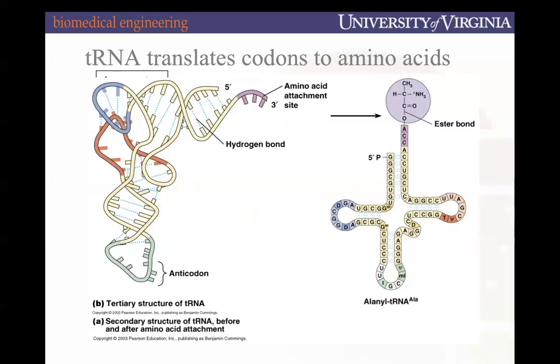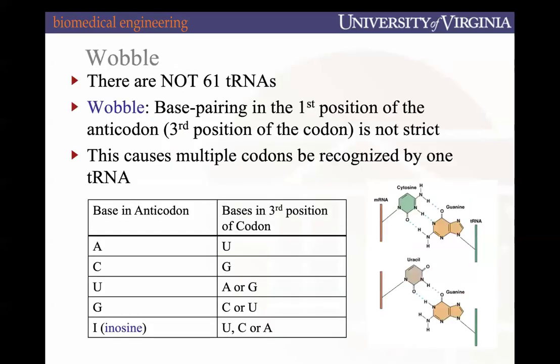And when we look at this in actual 3D tertiary structure, this is what these loops look like. But again, we have our anticodon and our acceptor stem where our amino acid is attaching to our transfer RNA. And the mRNA is underneath there.